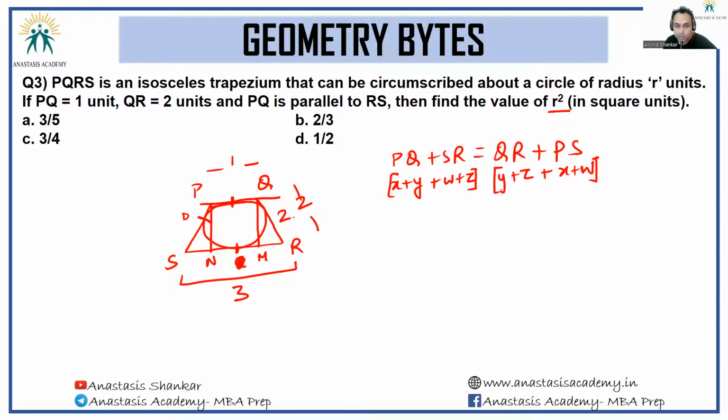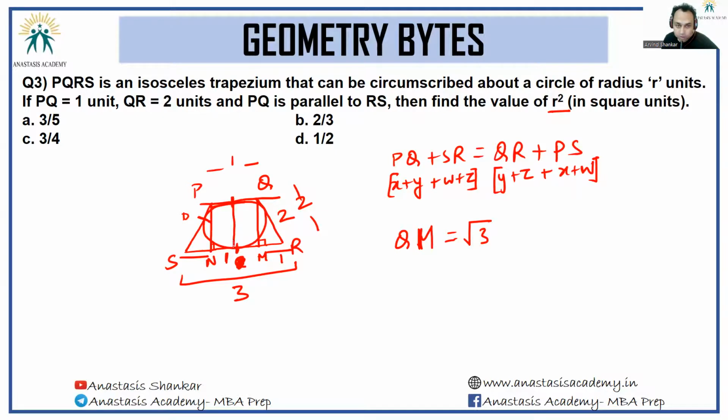Now see, QR is 2. PQ and NM would be equal because these are perpendicular lines that have been dropped. So this is 1. And SN and MR would also be equal because this is an isosceles trapezium. So MR is 1. QR is 2. Can you see QM? QM will therefore be equal to root 3.